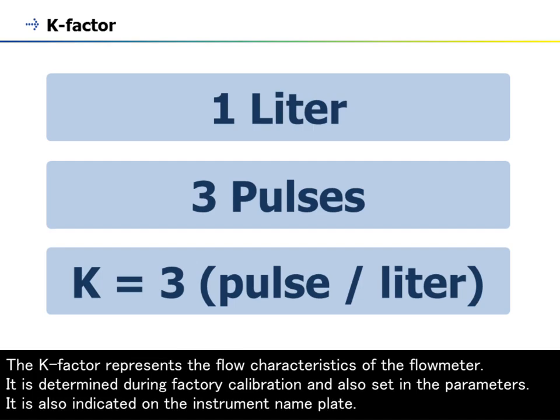The K factor represents the flow characteristics of the flowmeter. It is determined during factory calibration and also set in the parameters. It is also indicated on the instrument nameplate.